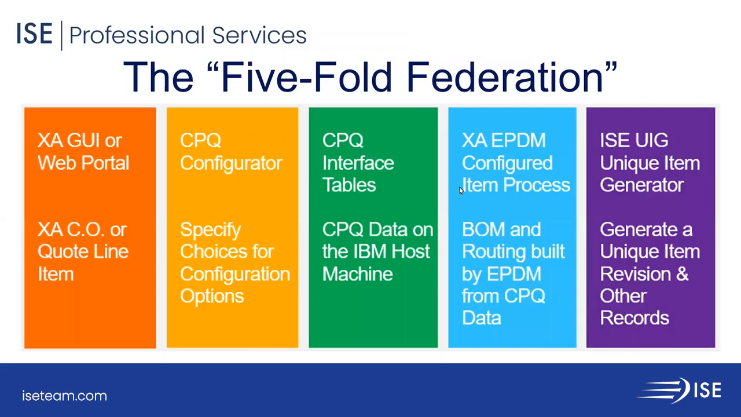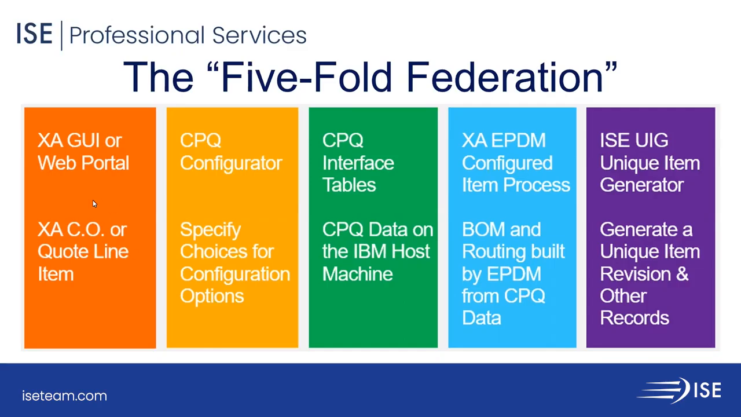I call this the five-fold federation, or F3 or F cubed for short. So you start over here on the orange. On the left, you have your XA GUI, PowerLink or NetLink, or of course you could have a web portal, on-premise sales portal, cloud EQ, enterprise quoting, or of course you could be using ComNet too.